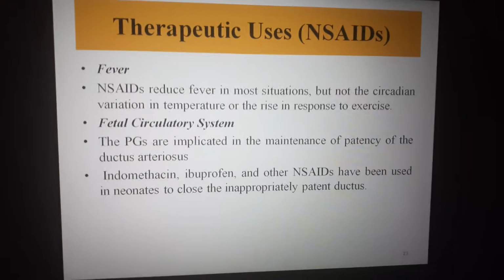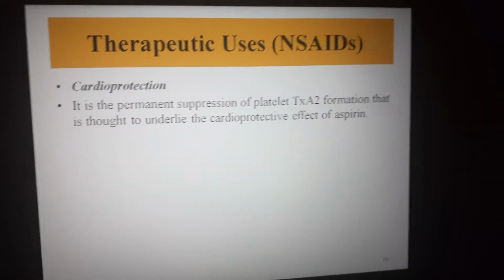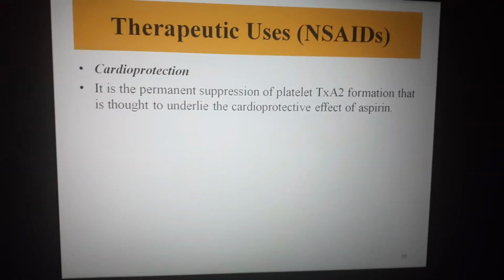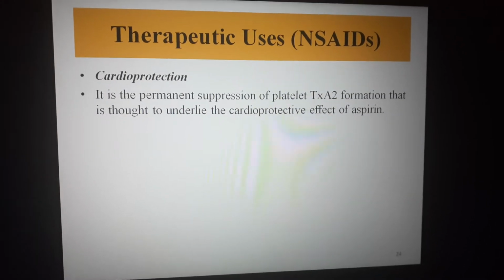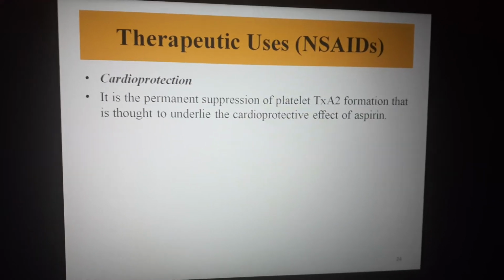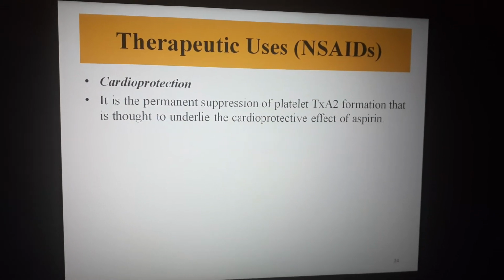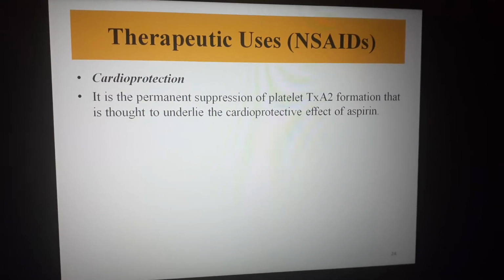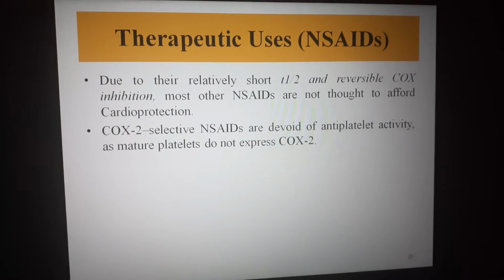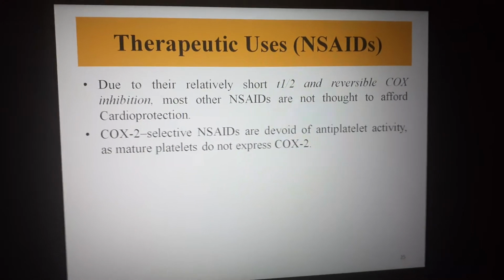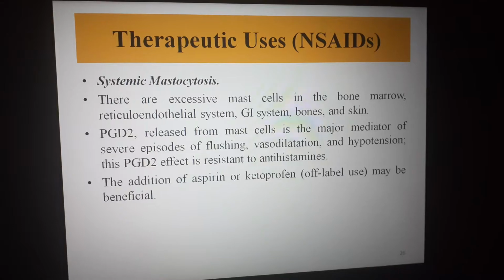They reduce fever in most situations, and they are assumed to be cardioprotective, and this action, cardioprotection, is seen in low doses of aspirin from 50 milligrams to 300 milligrams per day. In that dose of aspirin, it causes suppression of platelet thromboxane A2 formation that is thought to produce cardioprotective effect. And this action is seen with aspirin only, not with other NSAIDs, because it is the irreversible inhibitor of COX.